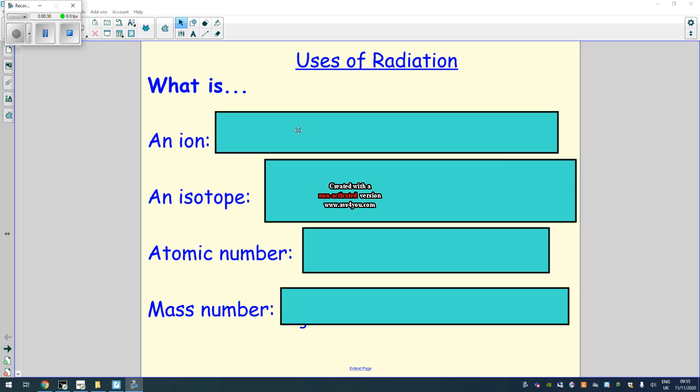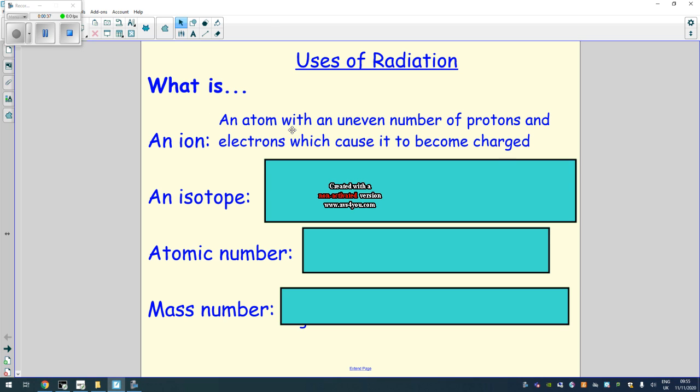Right, so you should have written your definitions now. So I'll go through the answers. So we've got an ion, which is an atom with an uneven number of protons and electrons. So something that has got a charge. It's got a positive or negative charge. You should have heard that in chemistry before.